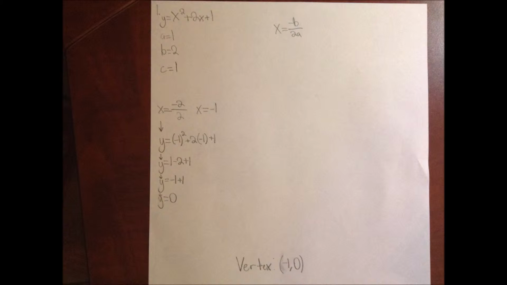So now we can plug negative 1 back into the equation, and that gives y equals negative 1 squared plus 2 times negative 1 plus 1. When completely simplified, you'll get y equals 1, because negative 1 squared is 1, minus 2 because 2 times negative 1 is negative 2, and plus 1. Now we can just finish off the subtraction and the adding, and we'll finally end up with y equals 0. So that means our vertex will be negative 1, 0.